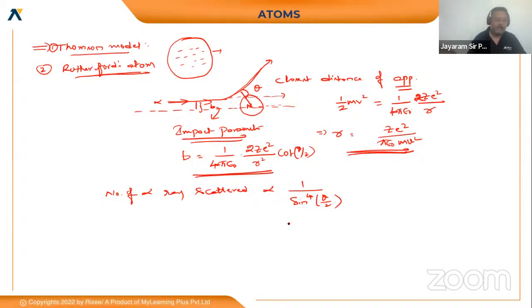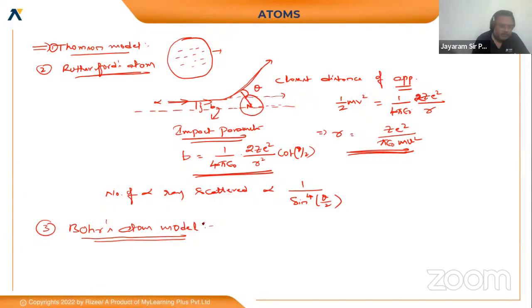Next was proposed Bohr's postulates, the famous one. There are certain assumptions in Bohr's model. Electrons move in circular orbits around the nucleus. They conserve angular momentum, where the angular momentum can be written as mvr equal to nh by 2 pi. Based upon these assumptions, Bohr's model has been proposed.